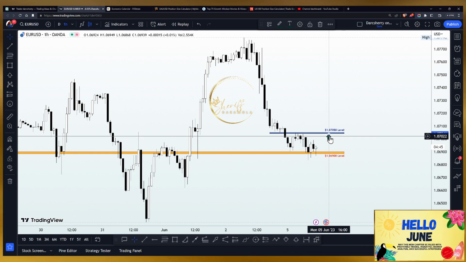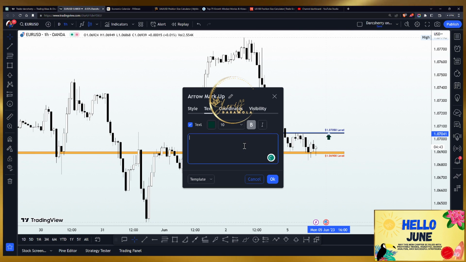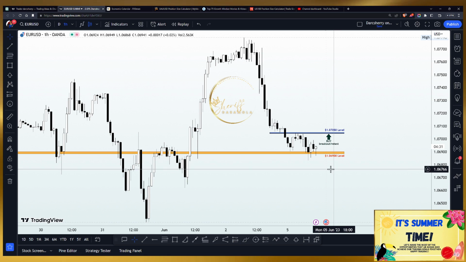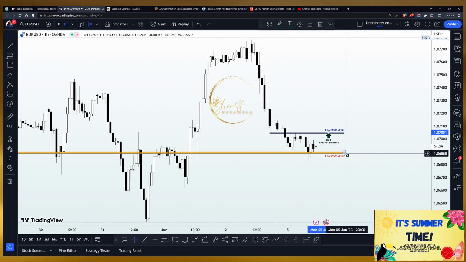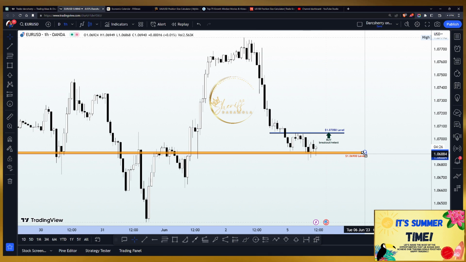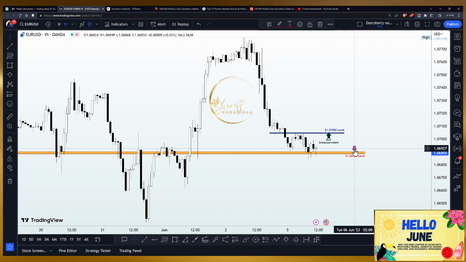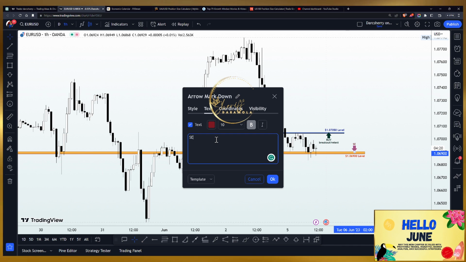So if price action breaks out, retests the 1.07050 level, then we are going to be seeing this as a confirmed reversal pattern to join the bullish momentum to the upside there. But if price action drops below our key level at the 1.0690 area, then we want to be looking out for selling opportunities at that point. So let's label this area sell the breakdown retest of this structure.